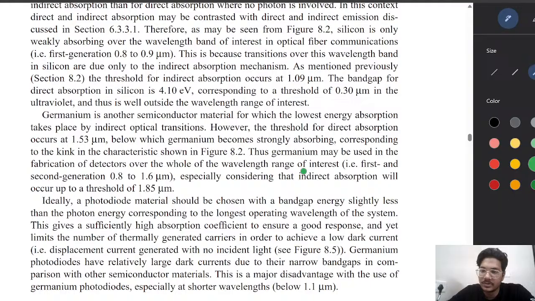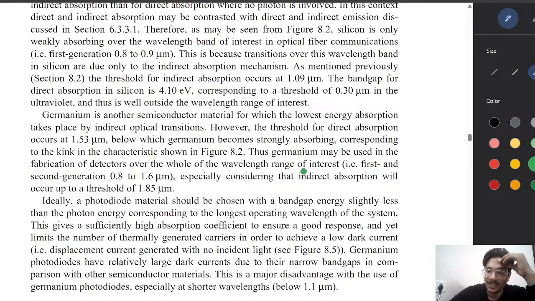So in short summary, we can say that silicon and germanium both support direct and indirect absorption, but the dominant mechanism differs with the wavelength. Silicon absorbs only weakly at 0.8 to 0.9 micrometer because the absorption is indirect. Direct absorption occurs at 0.3 micrometer. For germanium, absorption below 1.5 micron is due to direct absorption. Indirect absorption continues until 1.8 micrometer, making germanium suitable for 0.8 to 1.6 micrometer detection.